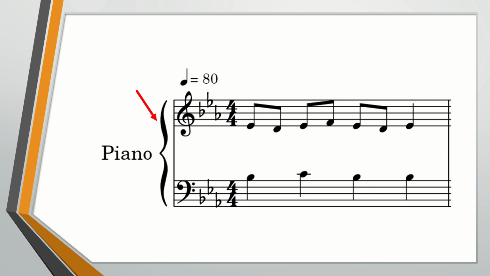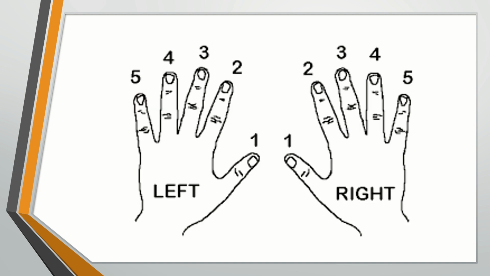The last component of reading music only applies to piano music. I would suggest that all beginners read piano music for a while until you fully understand music reading. The funky looking bracket the red arrow is pointing to signifies that this music is to be played with both hands at the same time. In piano music, the right hand plays the notes in the treble clef, and the left hand plays the notes in the bass clef. Also in piano music, each finger on your hands has a number. This chart shows what number is assigned to each finger.